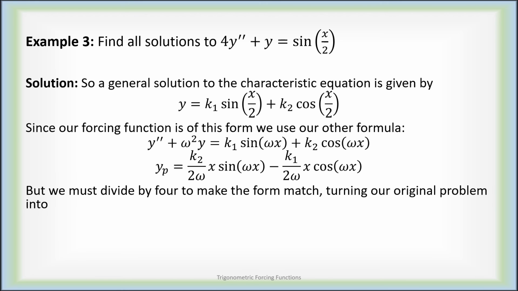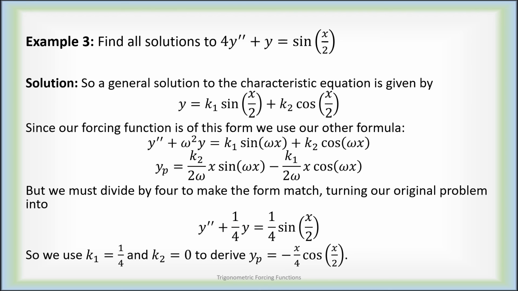In order to make this match our differential equation, we should divide out the 4, okay? Because specifically here, y double prime has a coefficient of 1 in front of it. In our equation, it's a 4. So if we divide everything by 4, we get y double prime plus 1/4 y equals 1/4 times the sine of x over 2. And observe, omega is 1/2, which makes this omega squared.